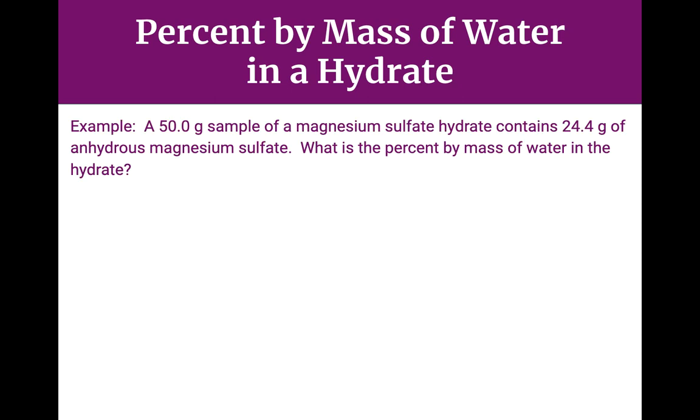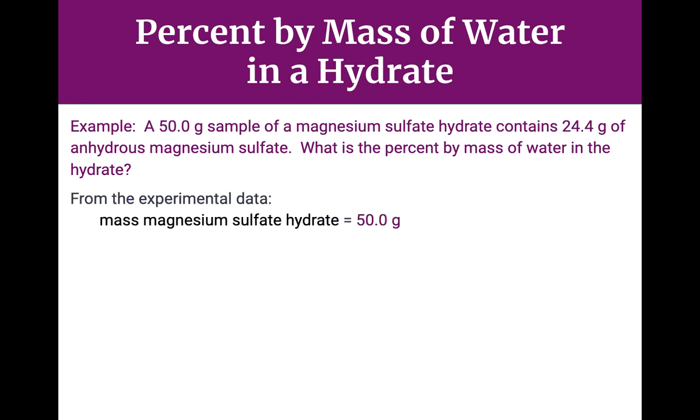So more often these calculations are done using experimental data. A 50-gram sample of a magnesium sulfate hydrate contains 24.4 grams of anhydrous magnesium sulfate. This can be done in the lab. If you take a 50-gram sample of the hydrate and you heat it, that's going to drive the water out of the hydrate, and leave you with the anhydrous form, which you can then weigh and find the mass of. So then you can figure out how much water was in the hydrate to begin with.